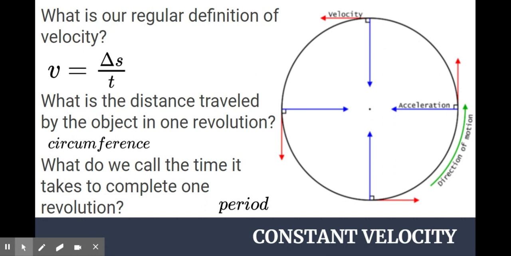The distance for one revolution is just the circumference of the circle. You go around the circle one time, that total distance is the circumference, all right? The time it takes for one revolution, the time it takes for one complete cycle, we call that the period, all right? So circumference and period, along with our equation.